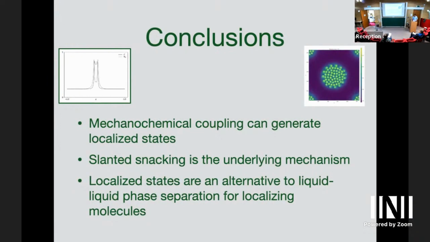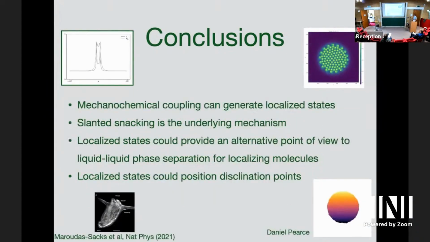And now we are going to widen and speculate that these localized states could be used by a cell or by an organism to position disclination points. Disclination points have been shown, at least in Hydra, to be important for generating morphogenesis. And this is just to make a little bit of advertisement for Dan, who did these computations.